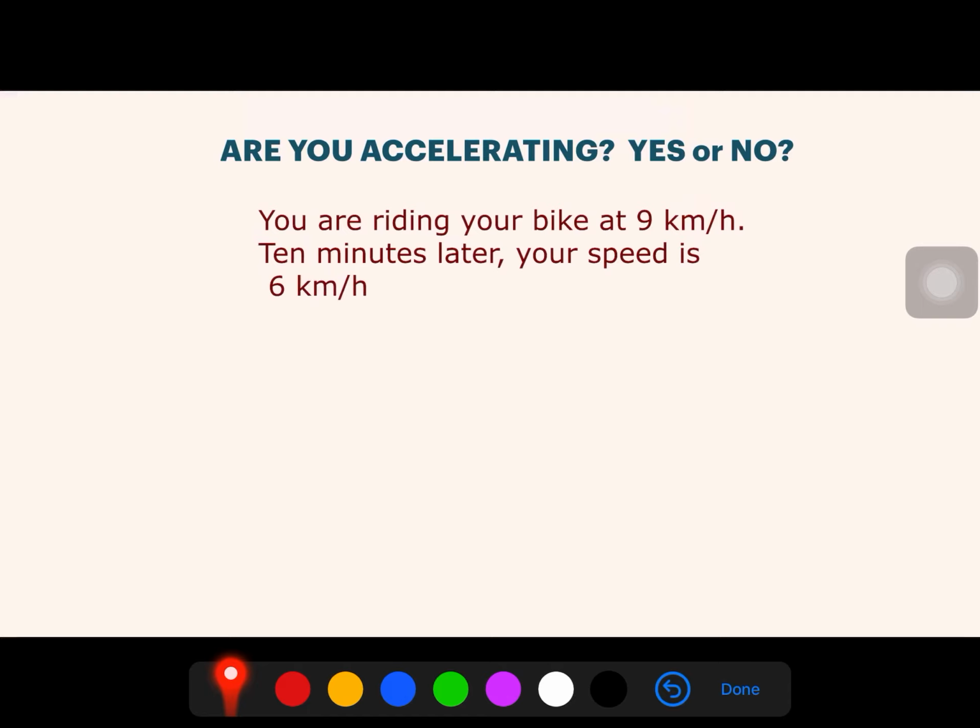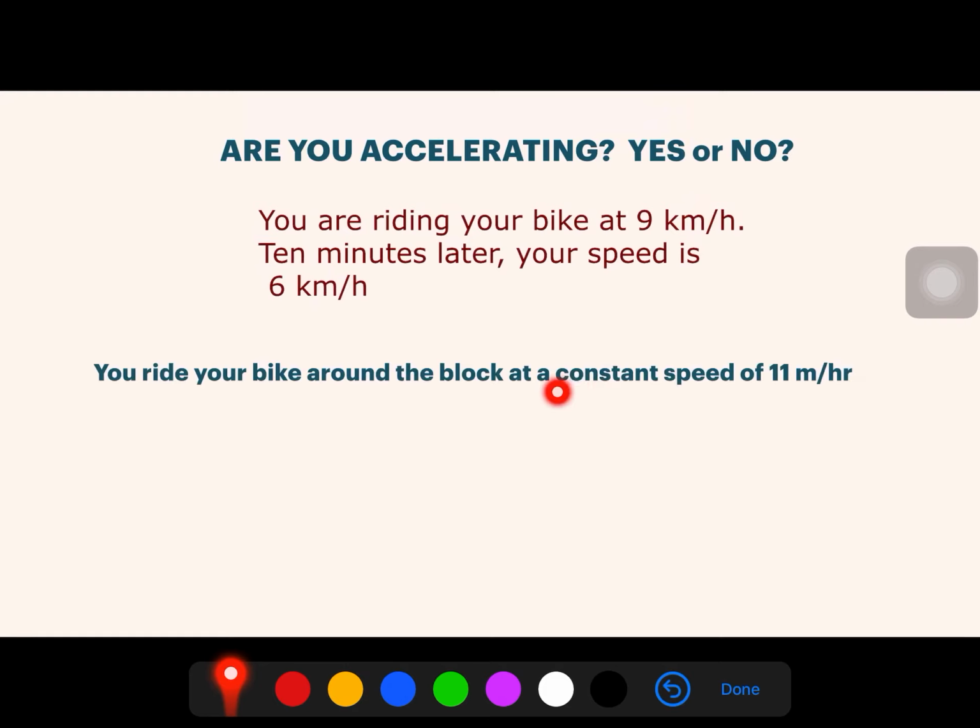You ride your bike around the block at a constant speed of 11 miles per hour. Since I've told you constant speed, I'm not slowing and I'm not speeding up. Am I accelerating? It's constant speed. I'm riding the bike around the block. I am accelerating because of what word? Around. That implies you're turning, and then I'm changing my direction.